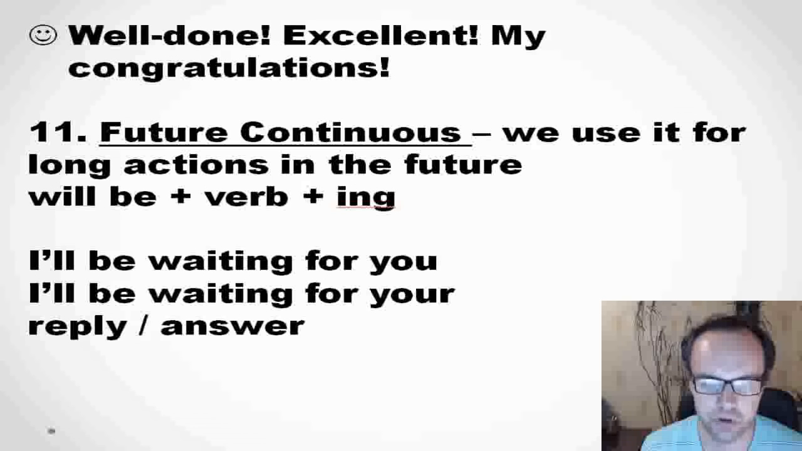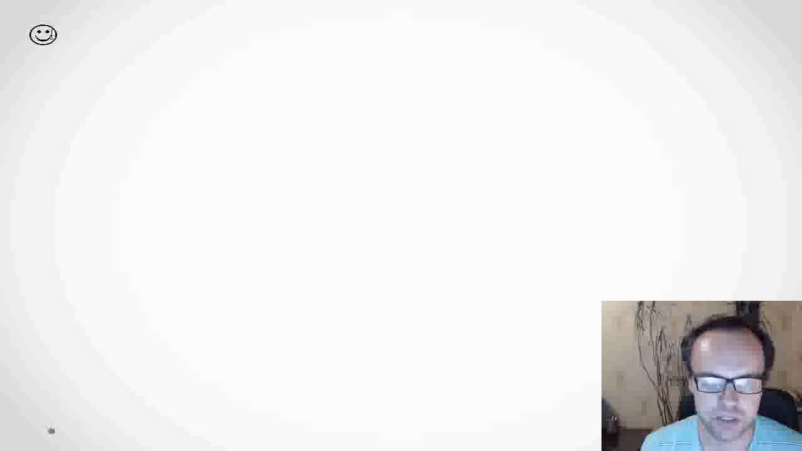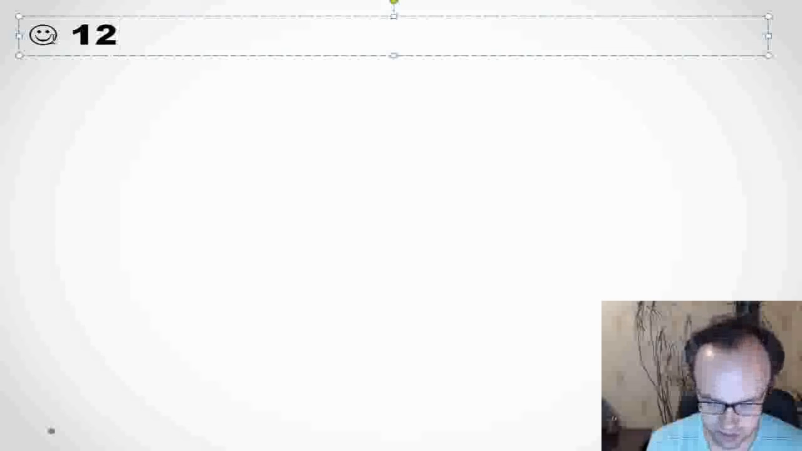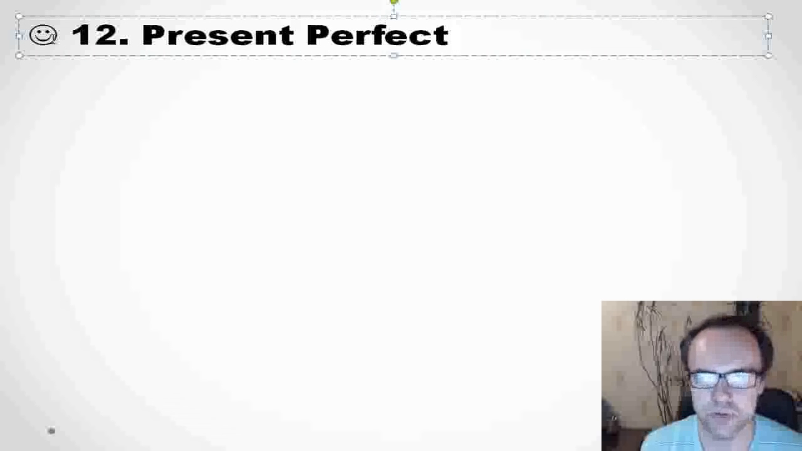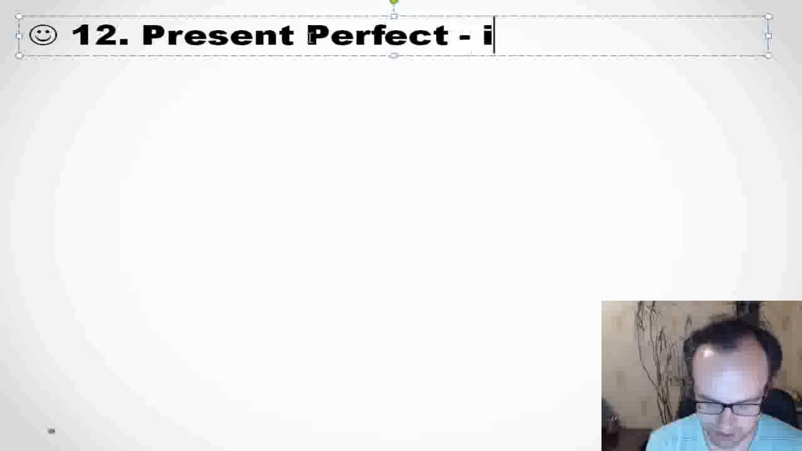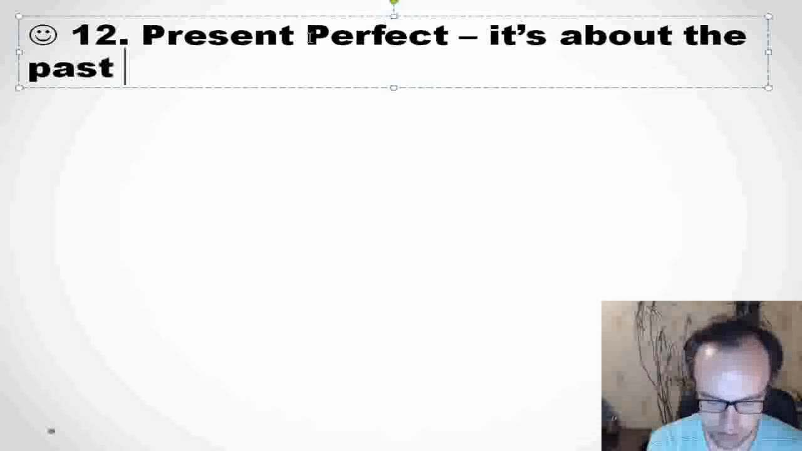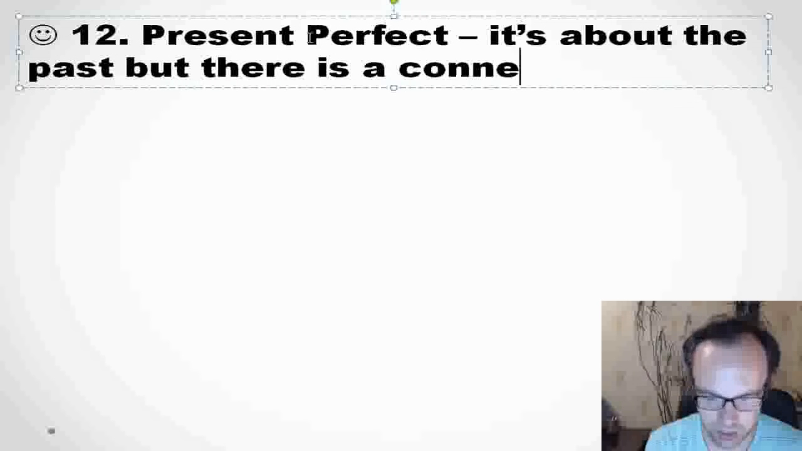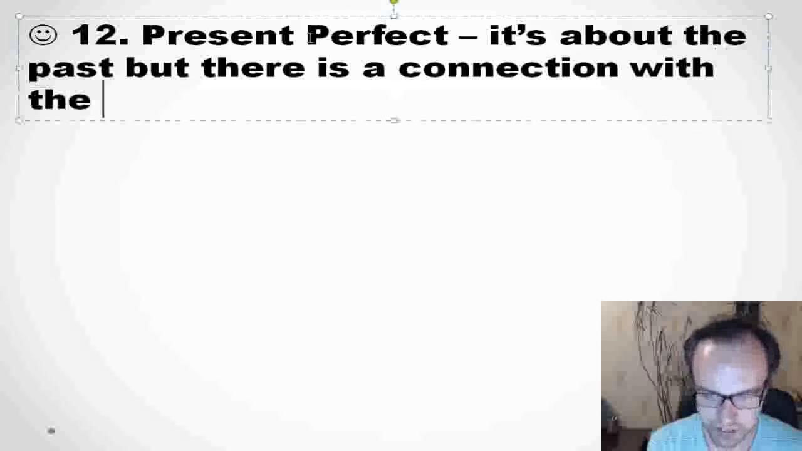Perfect tenses. Okay, so next, it's present perfect. It's about the past, but we see a connection with the present. It's about the past, but there is a connection with the present.